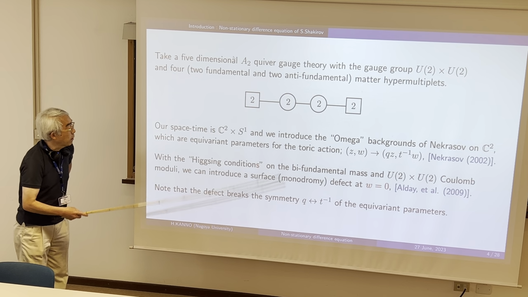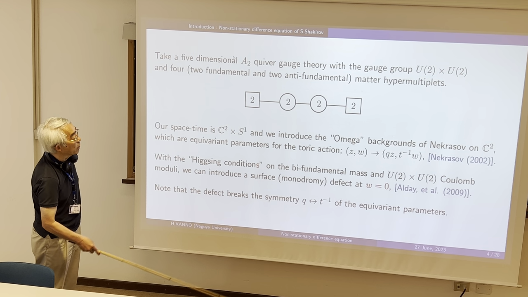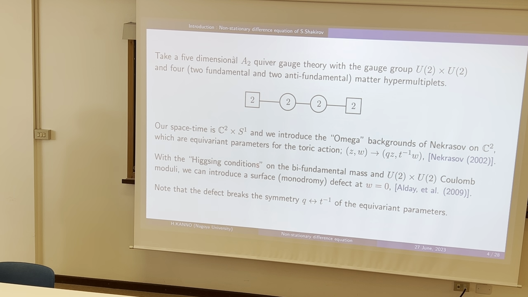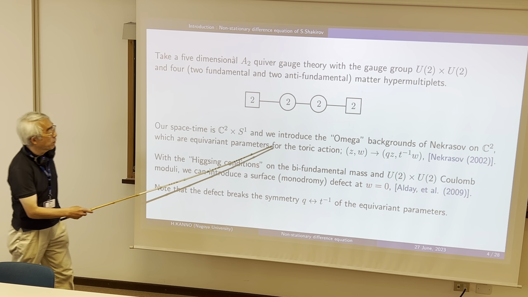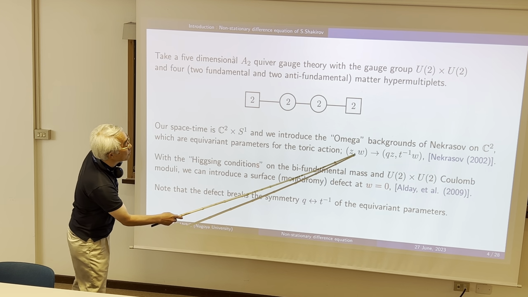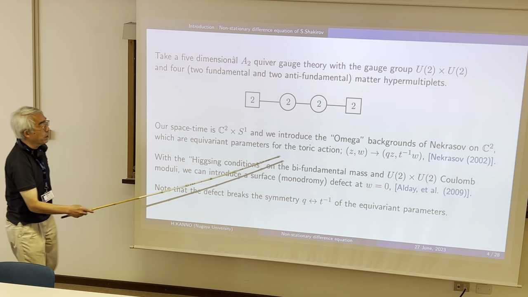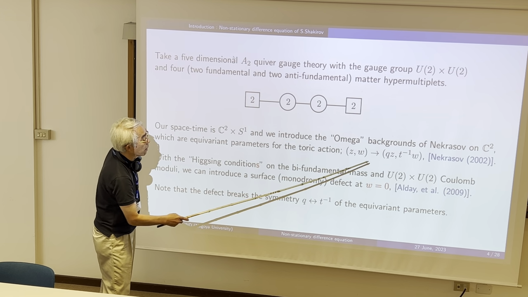And as usual, we introduce the Omega background of Nekrasov on C^2, this four-dimensional part, with parameters which are mathematically equivalent to the toric action. So Z and W are complex coordinates of C^2, and we consider the toric action on Z and W.